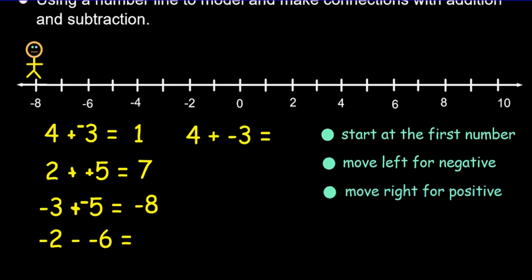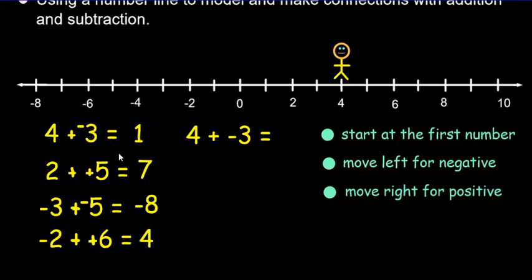And one more. Again, use this keep change opposite. Change it to an addition problem, and then we can think about how we model that addition problem on the number line. So keep the first number, change the minus to a plus, and -6 becomes its opposite, which is +6. The first number tells me where to start. Start at -2. And now I'm going to move to the right. Since it's a +6, I'm going to move to the right 6 units. 1, 2, 3, 4, 5, 6. I end up at my answer, 4.